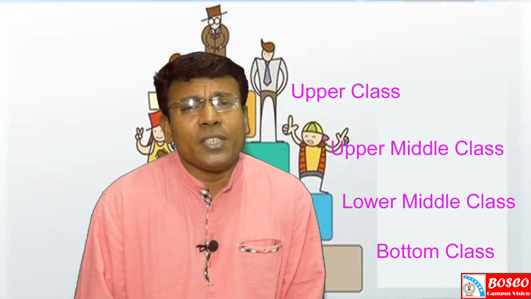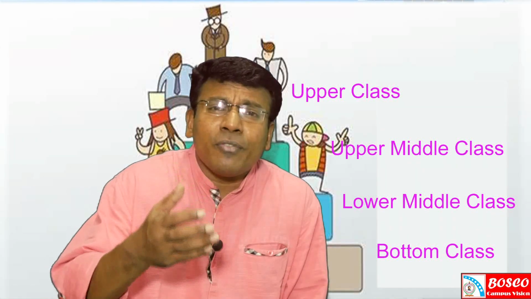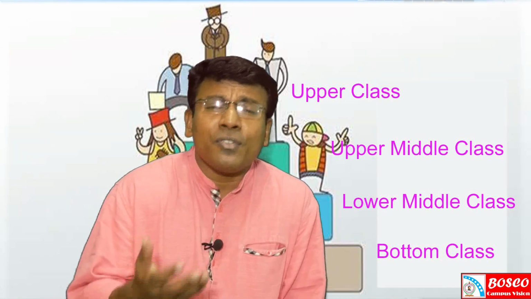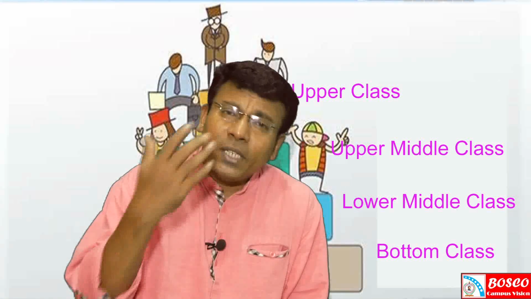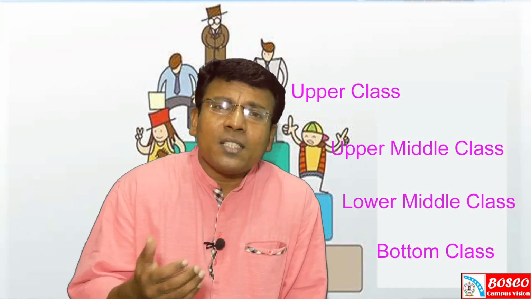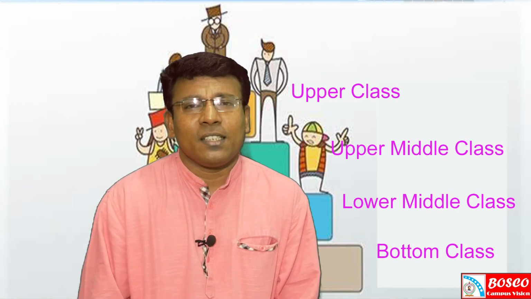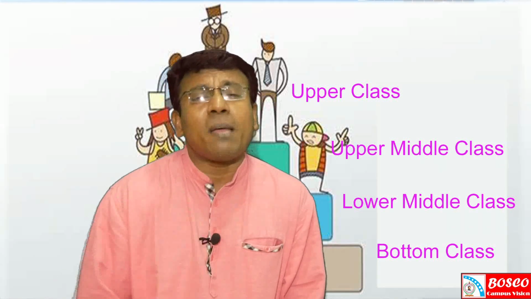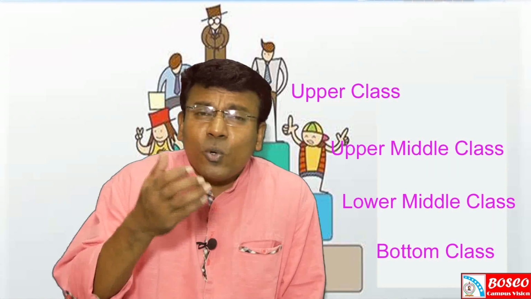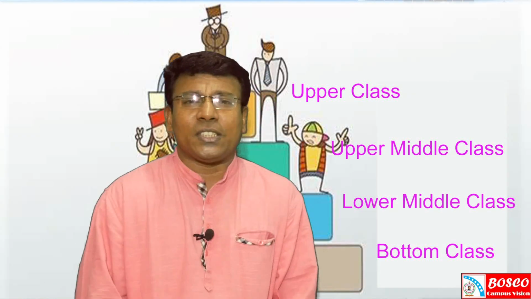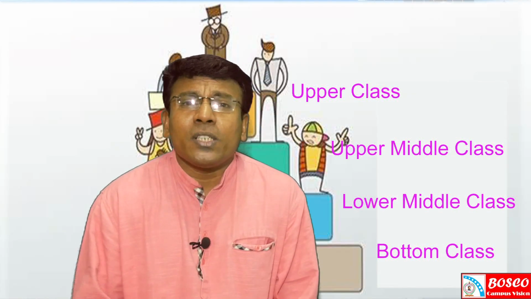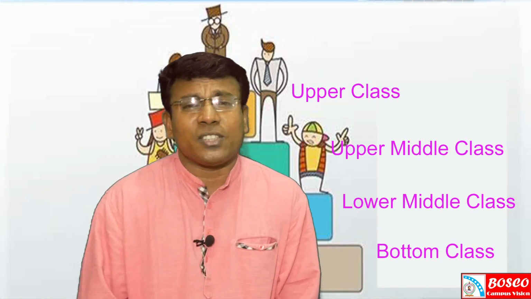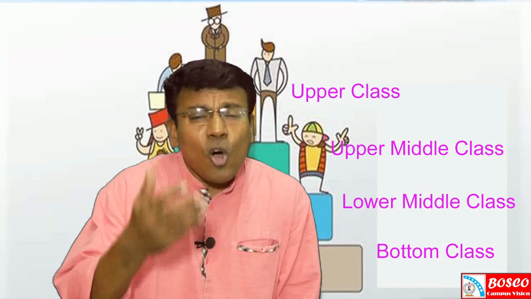The third impact of industrialization was the emergence of a new class structure. The class structure consisted of the upper class, the upper middle class, the lower middle class, and the bottom class. The upper class was made up of the very rich industrial and business families. Then there was a growing upper middle class, and they constituted the business people and the professionals like lawyers and doctors. Then there were the lower middle class.